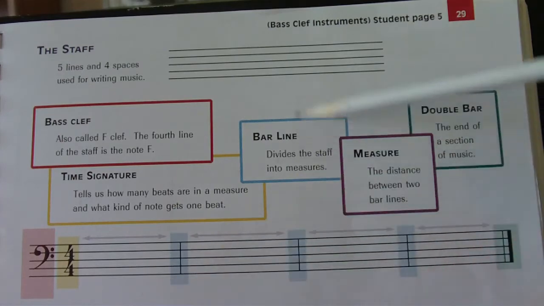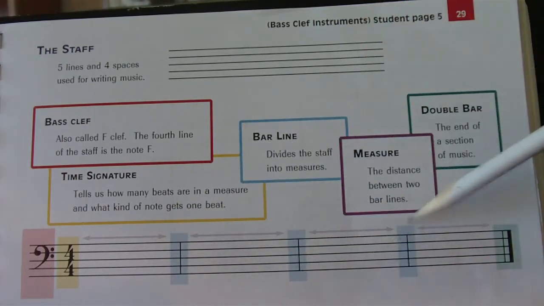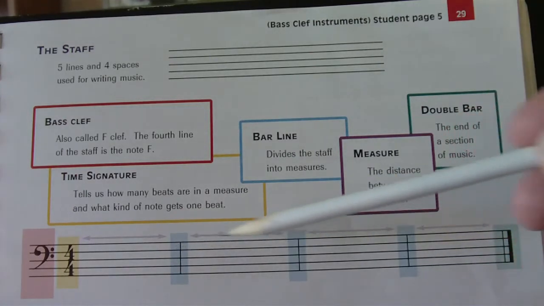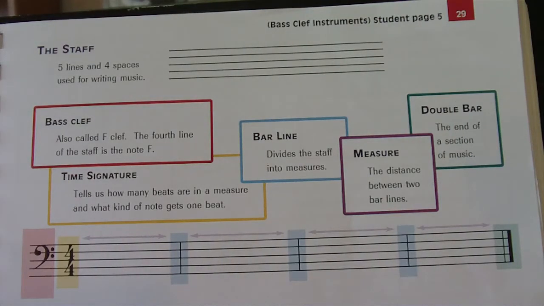This blue box is talking about bar lines. These are bar lines here, and they're dividing the staff into measures. A measure is the distance between the 2 bar lines. So from this point to that point is a measure. And then at the end here we have this double bar, and that's the end of a section of music.